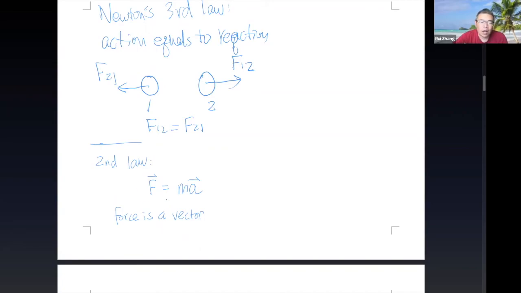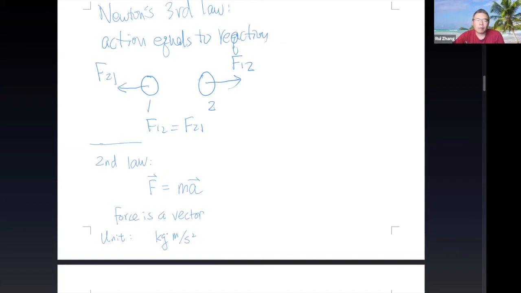Now let's also talk about the unit of force, okay? Again, we can derive the unit using what we have on the right. For the mass, the unit is the kilogram. For acceleration, the unit is meter per second squared, okay? So we have kilogram times meter per second squared, right? So that basically is the unit for force.